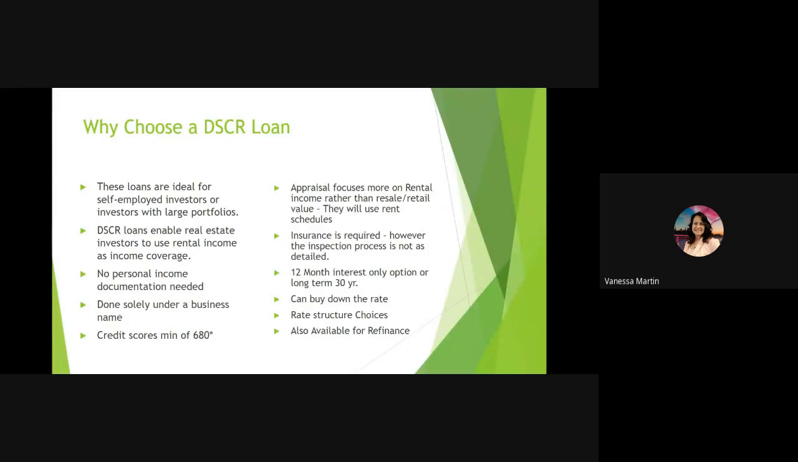And this loan program is also available for refinances. So if you have a rental property and you're looking to refinance it, again, you don't have to use any of your personal income. They're going to use all of the income from the property. Okay.